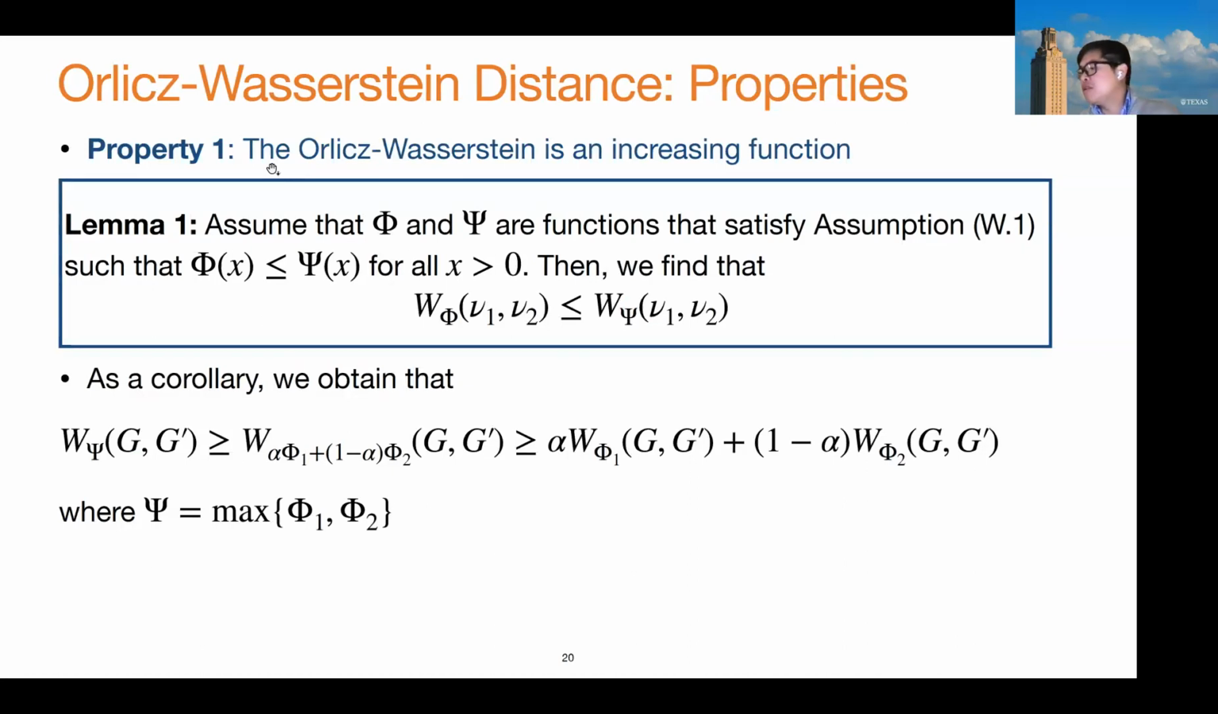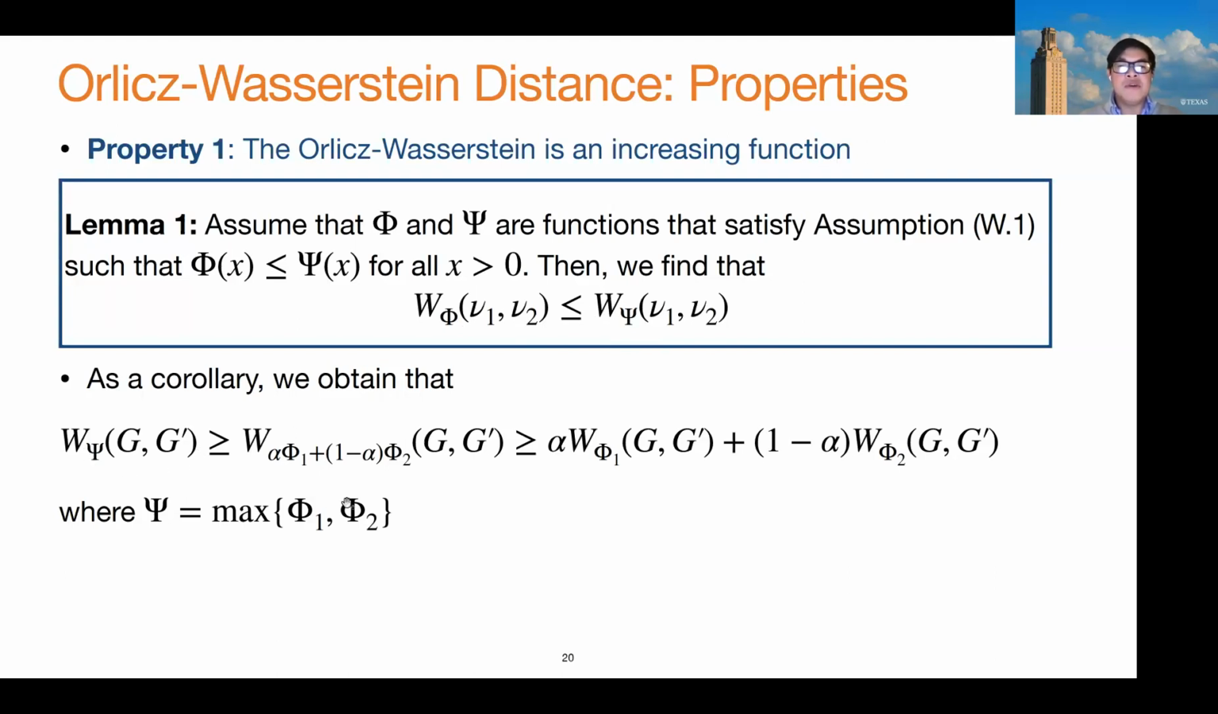There are also a couple of properties that make this distance very useful. The first one is that the Orlicz-Wasserstein metric is an increasing function. What do we mean by that? It means that if we have two convex functions, phi and psi, satisfying the assumption about the tail behaviors, and phi is always lower than psi, then the Orlicz-Wasserstein metric with the phi function is always less than or equal to the Orlicz-Wasserstein metric of the psi function.